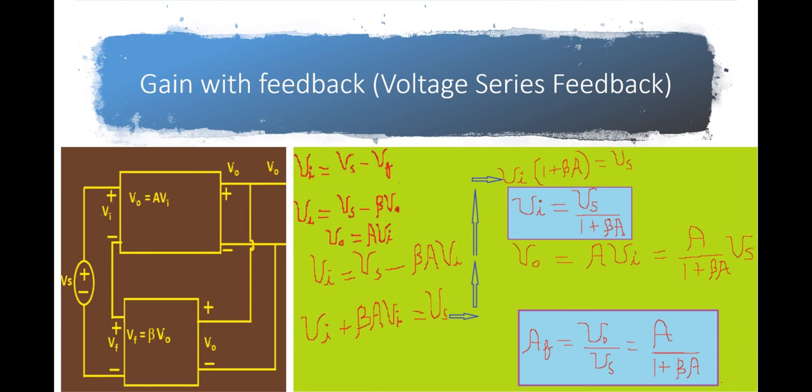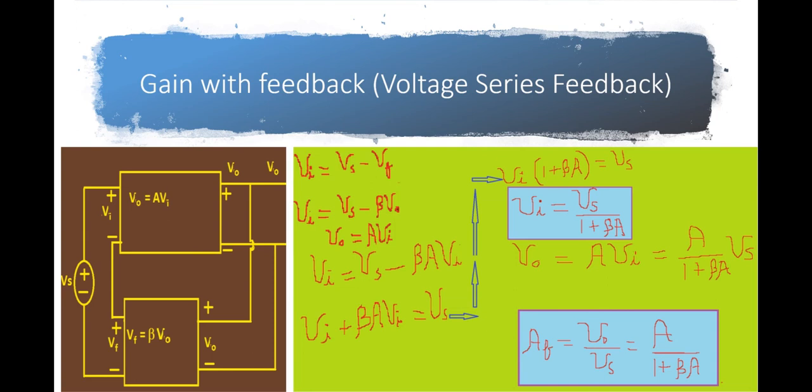So Vi will be equal to Vs minus beta A Vi, and then we bring the term minus beta A Vi on the left hand side, so we get Vi plus beta A into Vi is equal to Vs, or Vi into 1 plus beta A is equal to Vs. And finally we get the expression for Vi in terms of Vs. So Vi is equal to Vs divided by 1 plus beta A. This is one of the main equations, which I have highlighted in the blue purple color that you can see on this slide. So Vi is equal to Vs divided by 1 plus beta A.